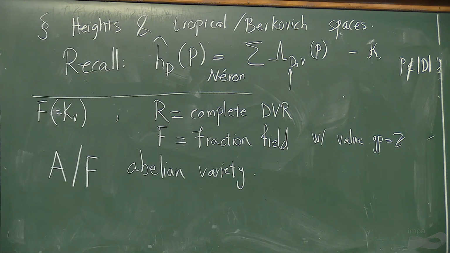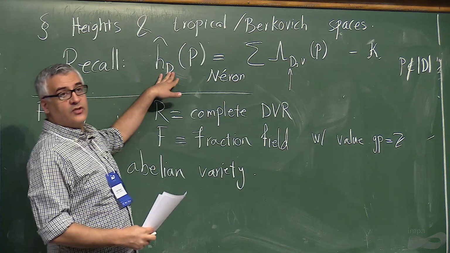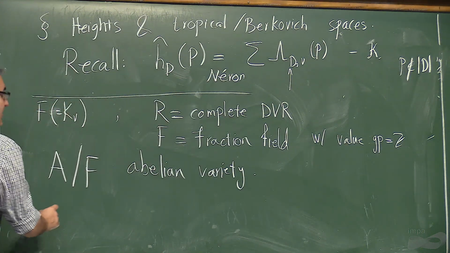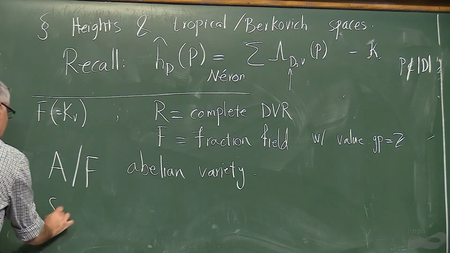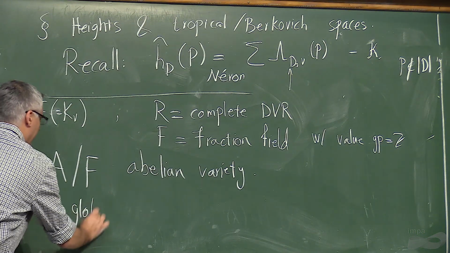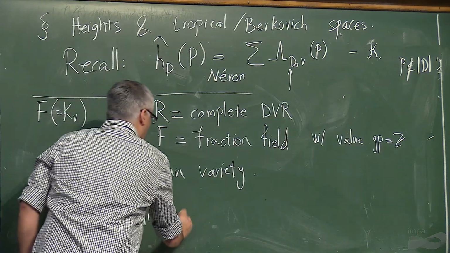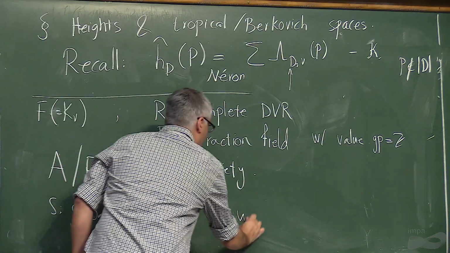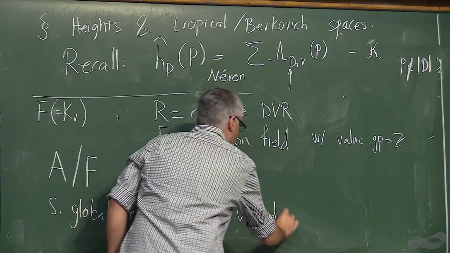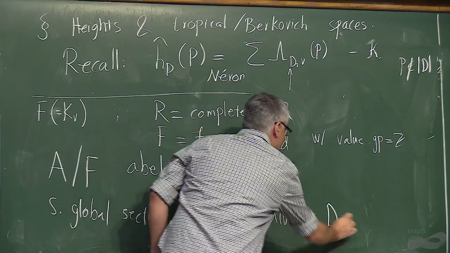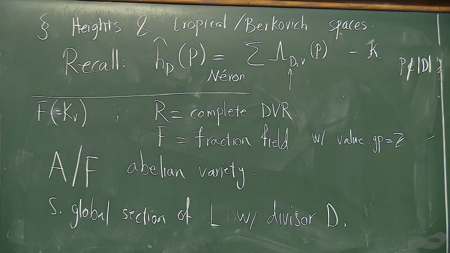Then I fix, so the data going into this is also a divisor or, equivalently, a line bundle. I'll fix a section of that line bundle. S is a global section of L, whose divisor is the D that will go into the height machine, to the canonical height.